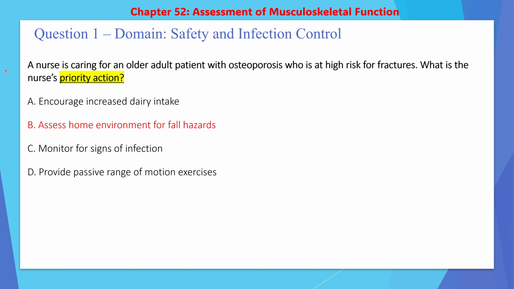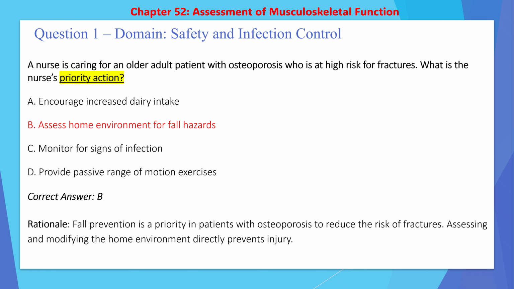We've been talking about fall precautions and the home environment when they discharge, right? Because we talk about high risk for fracture. So what is the priority? Safety and infection control. Fall precaution is a priority in patients with osteoporosis to reduce the risk of fracture. Assessing and modifying the home environment directly prevents injury. Next question.